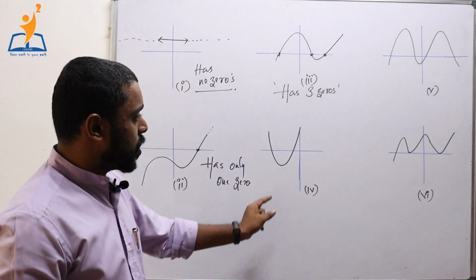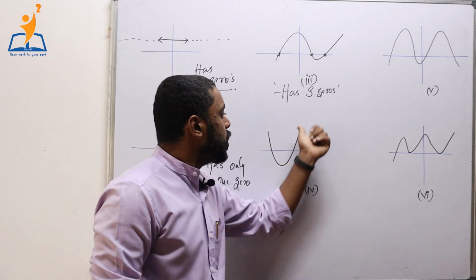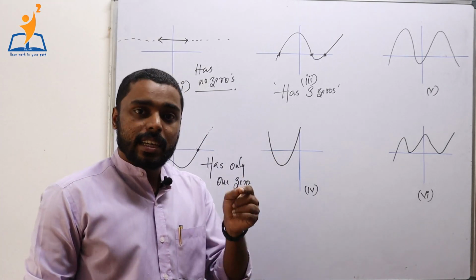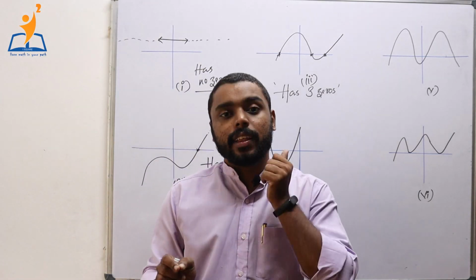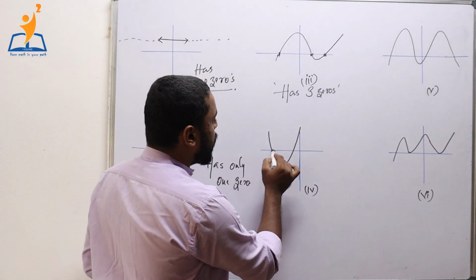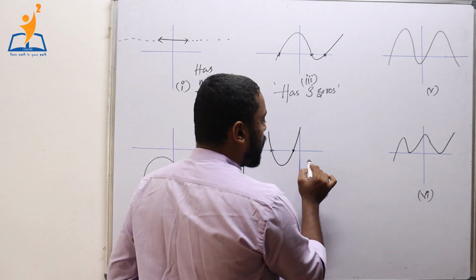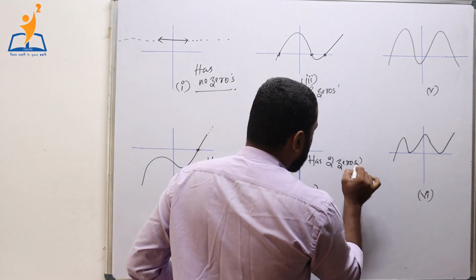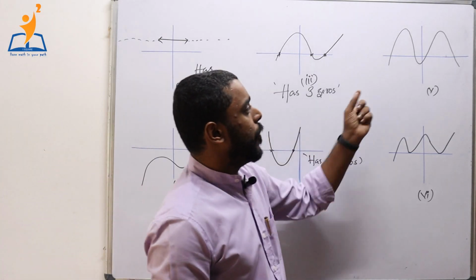Now coming to the fourth question. Here the graph is given like this, and we know that this shape is nothing but a parabola. Remember that a parabola is the graph of a quadratic polynomial, or a second degree polynomial, and it can have either no zeros, or 1 zero, or at most 2 zeros. In this graph, the graph crosses the x-axis 2 times. Hence we can say that this polynomial is a quadratic polynomial which has 2 zeros, because it crosses the x-axis 2 times.